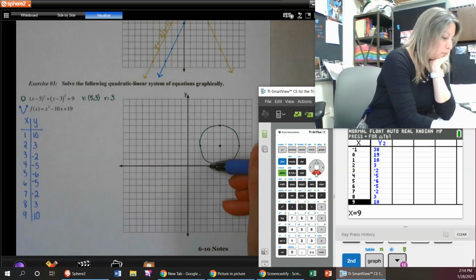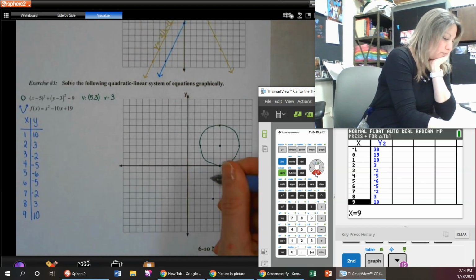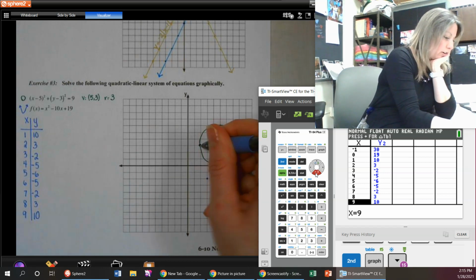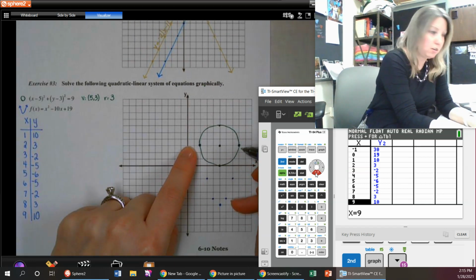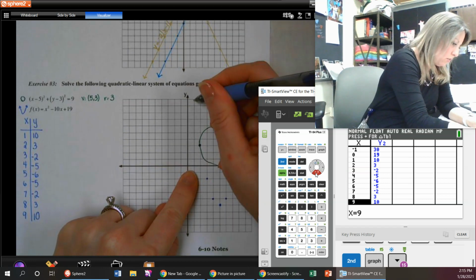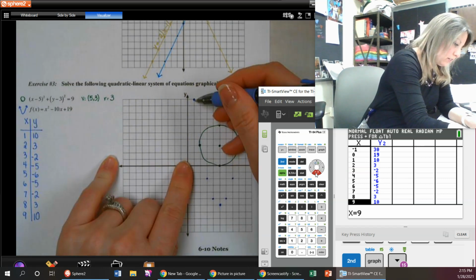1, 2, 3, 4, 5. 1, 2, 3, 4, 5, 6 down here. And then I got points on each side. 1, 2, 3. 1, 2, 3, 4, 5. Oh, look at that. Those points hit on the circle. And then what do we have after that? So 1, 10 all the way up here. And connect.